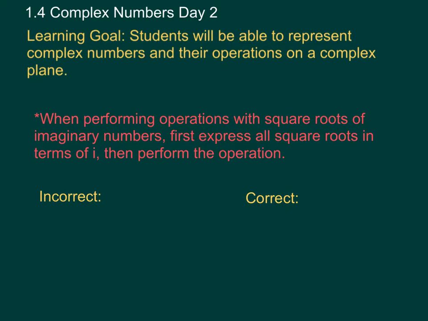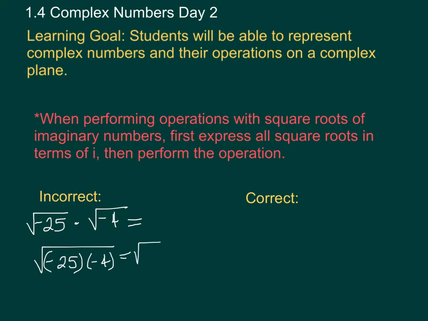So what that means is if you have negative square root of 25 times negative 4, you cannot multiply these two together and then say, oh, that's the square root of 100, which is 10. This is not right. The correct way to do it is you have to express the square roots in terms of i.